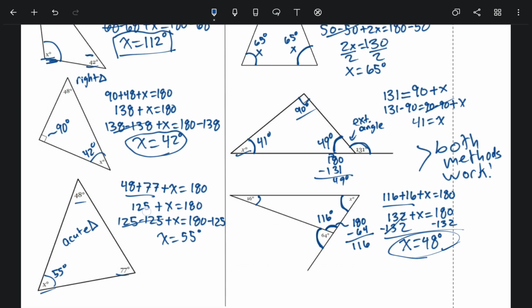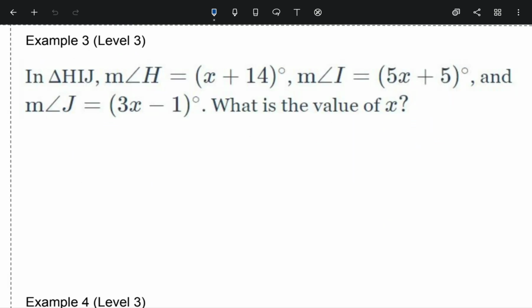Now let's look at some level 3 problems. Okay, so we are given that in triangle HIJ, the measure of angle H is equal to x plus 14. The measure of angle I is 5x plus 5. And the measure of angle J is 3x minus 1. And we want to know what is the value of x.